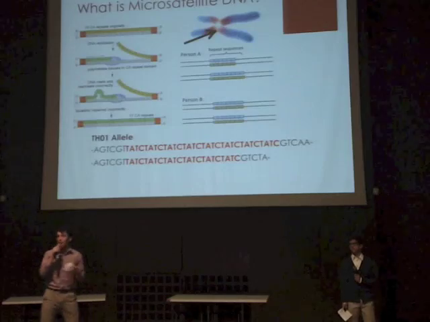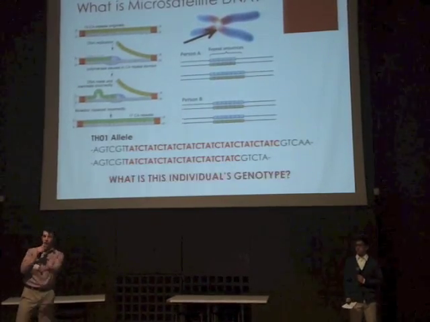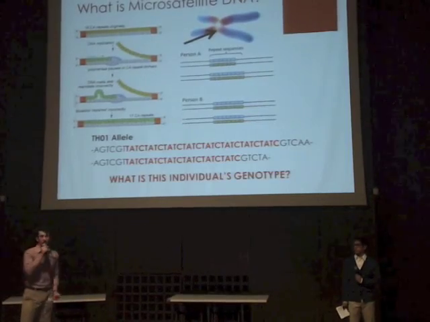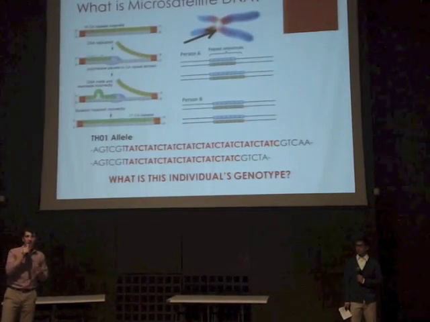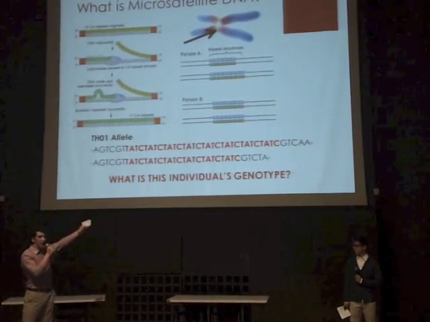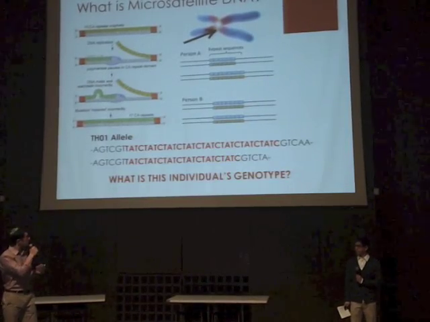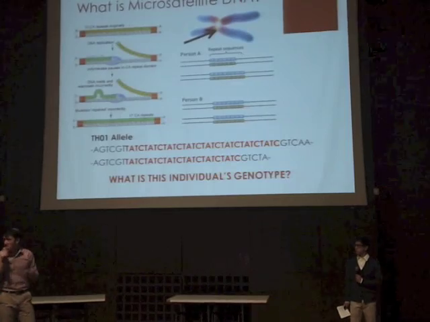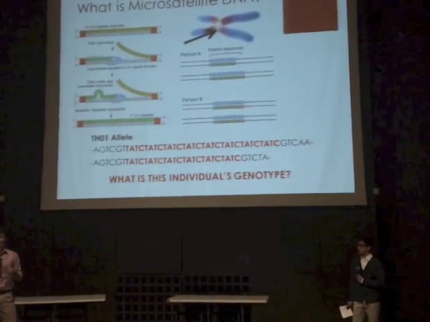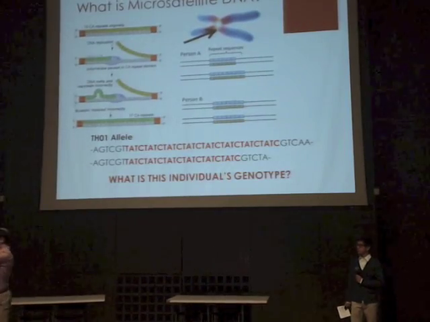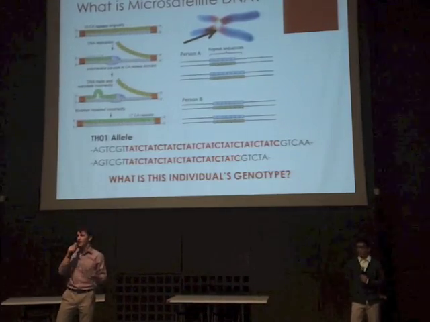Every individual has 2 copies of each allele, one from the mother and one from the father. So now, going back to Carmen's genome, her TH01 allele has a repeat sequence of TATC at the TH01 allele. Can anyone tell me how we would classify her genotype at this location based on the number of base pair motif repeats? Can anyone count them? 8 and 6, absolutely right. So is she heterozygous or homozygous for this allele?